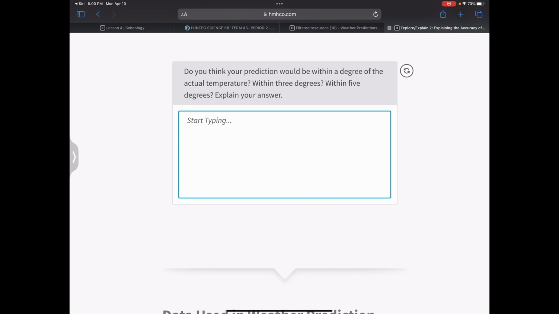Explain your answer. And the idea behind these questions is to think about how you might approach predicting weather. You don't have to be able to predict the weather at this stage. We're learning about that. But you want to start thinking about how you would and what information you might need to know in order to do that.